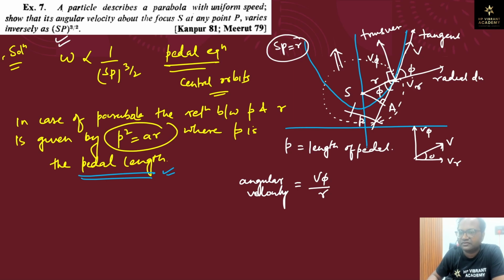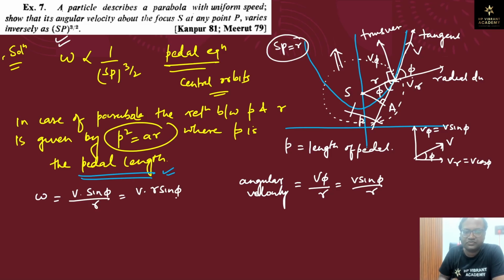Okay, so this is phi. So vr will be v cos phi, and v phi will be v sin phi. So this is equal to v sin phi upon r. Okay, so the angular velocity will be v sin phi upon r. So this is equal to v into r sin phi, and let us multiply this at the denominator also. This will be r square, and in place of r sin phi we will have p, small p.